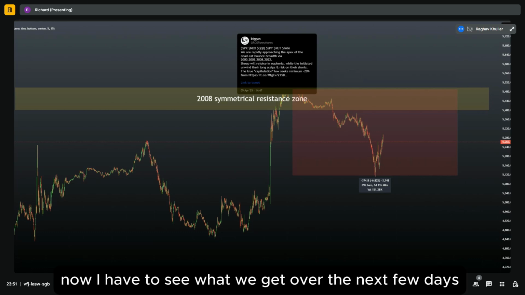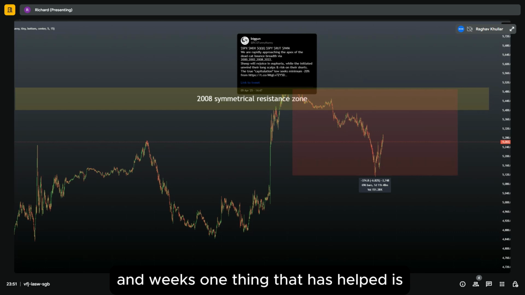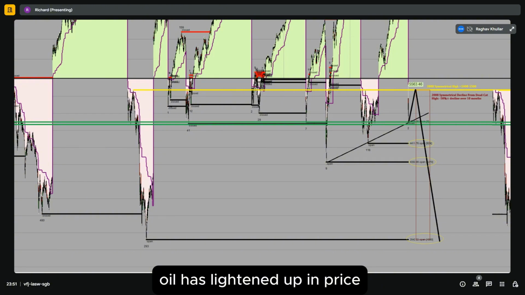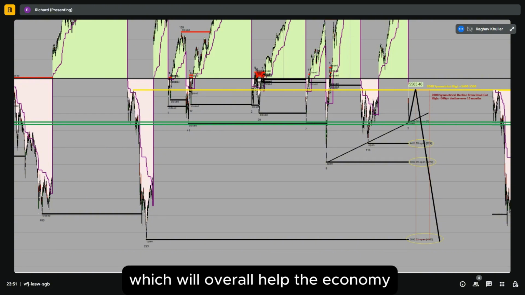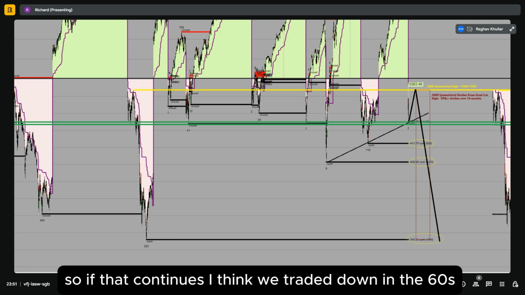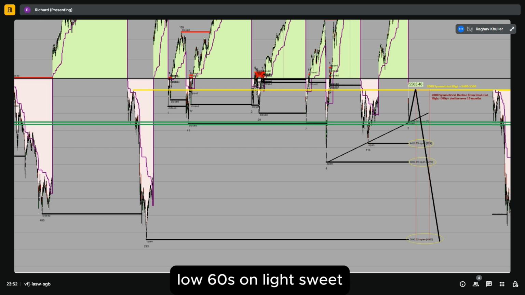I'll have to see what we get over the next few days and weeks. One thing that has helped is oil has lightened up in price, which will overall help the economy. So if that continues, I think we traded down in the 60s, low 60s on light sweet.